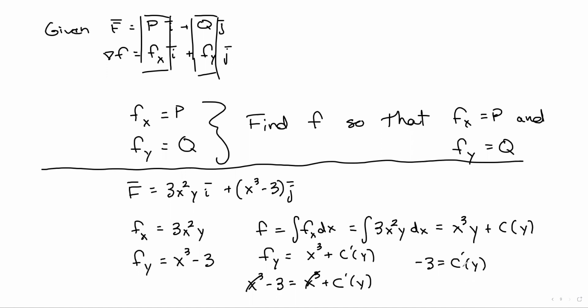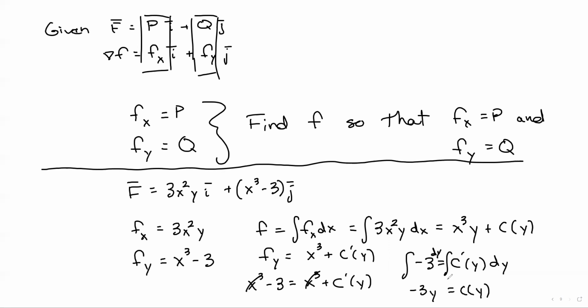And now what we want is c of y. We don't want c prime of y. We want c of y. And so what you can do is integrate both sides of this with respect to y. And then the antiderivative of -3 with respect to y will be -3y. And then the integral of the derivative of c of y is going to be just c of y. The integral and the derivative cancel, again, by the fundamental theorem of calculus.